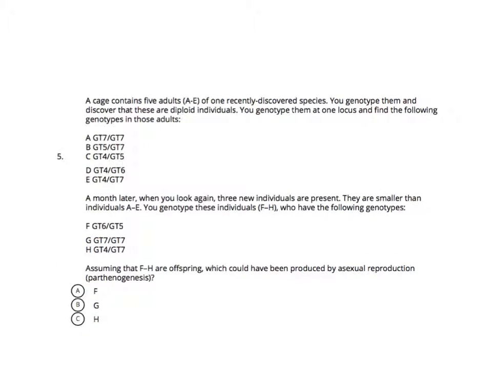Okay. So lastly then, what about parthenogenesis? It looked like most of you actually got this right, which I was surprised only because this is the most difficult, I think, pattern to look for. But you obviously understand what the pattern is. So F, G, or H, which of those could be produced by parthenogenesis?